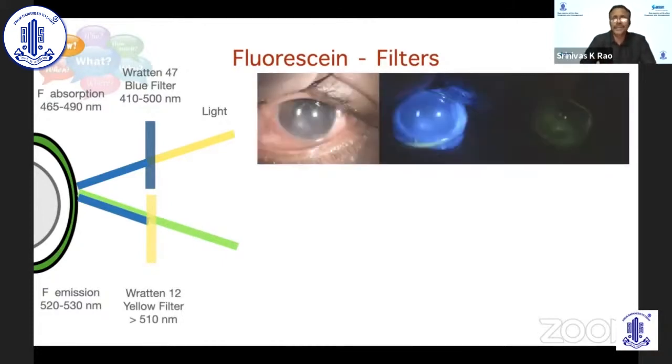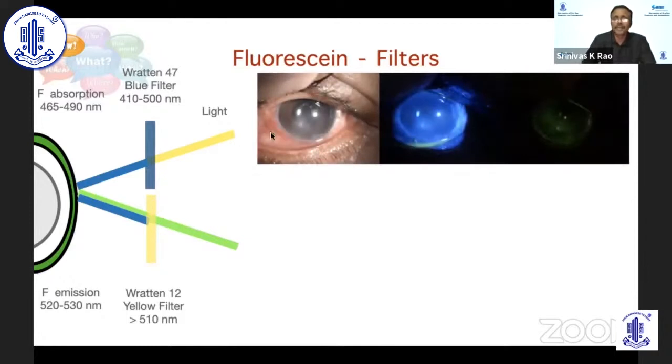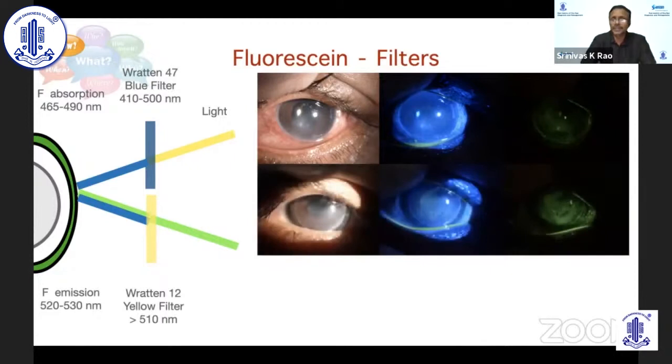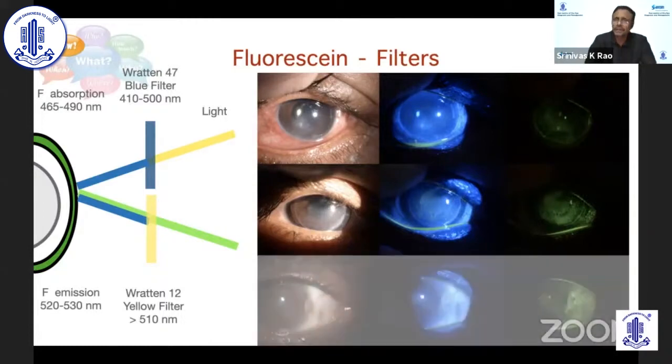I'll show you examples of this. Acanthamoeba keratitis, plain, blue, and yellow light. This is a DALK patient with an HSV keratitis who is recovering. You can see the comparison once the yellow filter is on for the fluorescence.